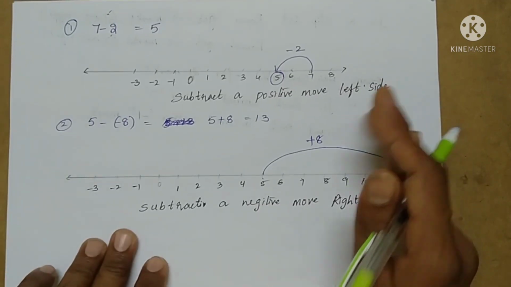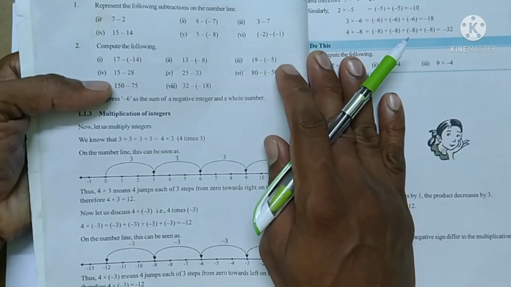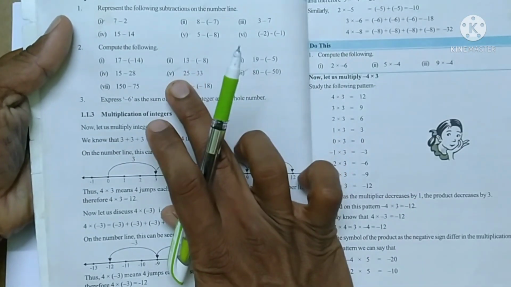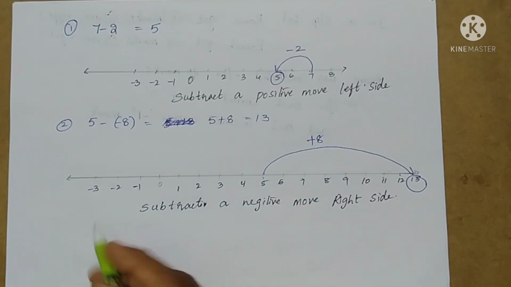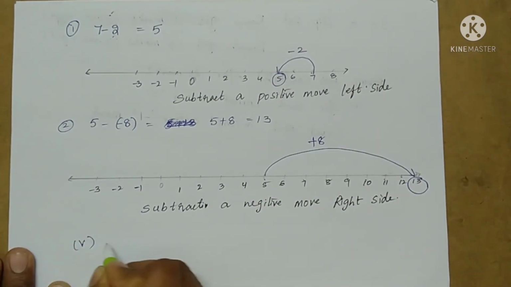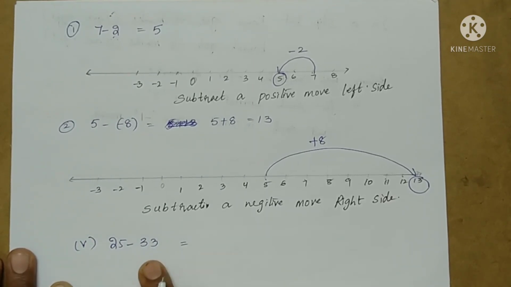Okay, right. So in the next Roman 3.2, compute the following. So fifth question, 25 minus 33. Subtract 33 from 25. So 33 is the highest number, right? Which symbol we have to prefer? The highest one's. So the result goes to minus.